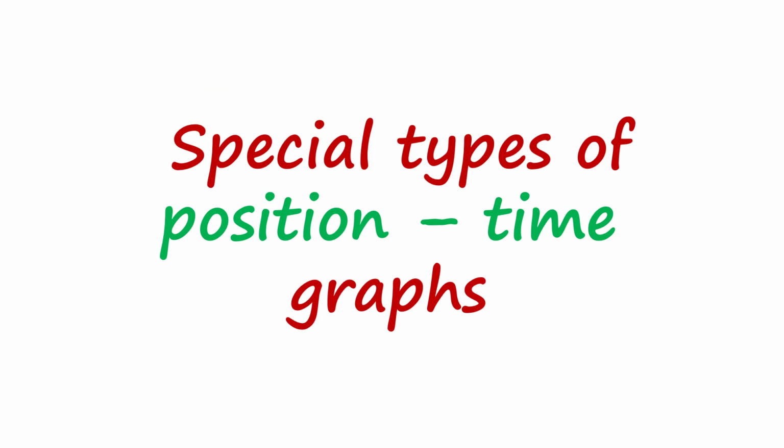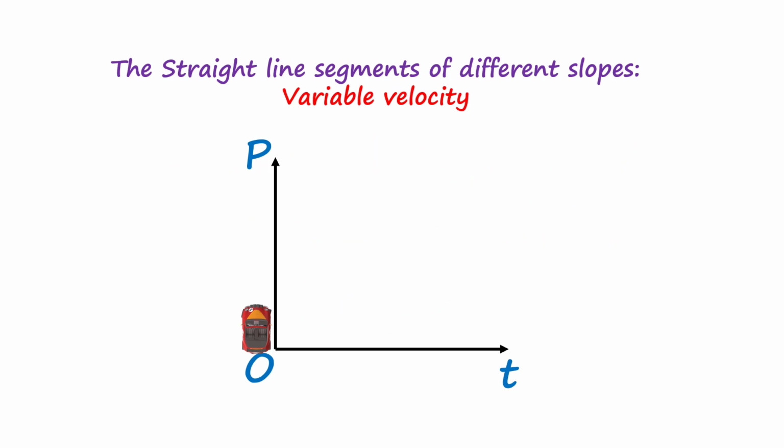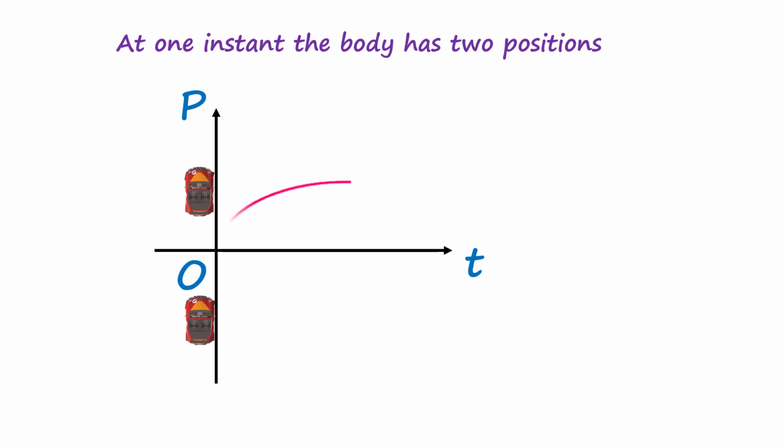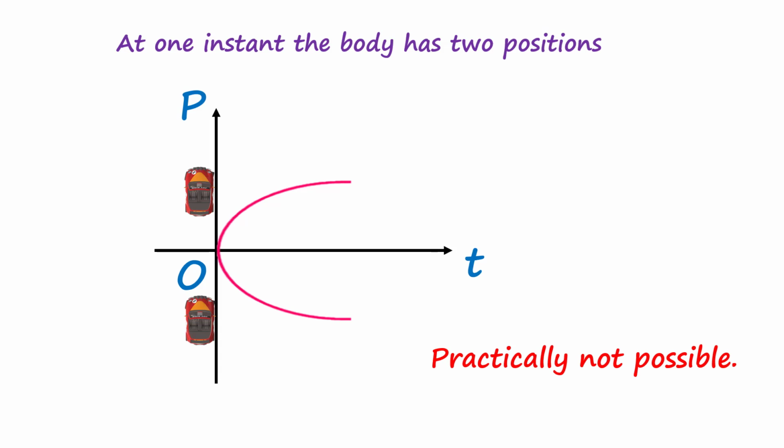Let's have a look at a few special types of position time graphs. The straight line segments of different slopes represent variable velocity. That is, the velocity of the body changes after a certain interval of time. Can a particle have two positions at one instant of time? No, this is not practically possible.